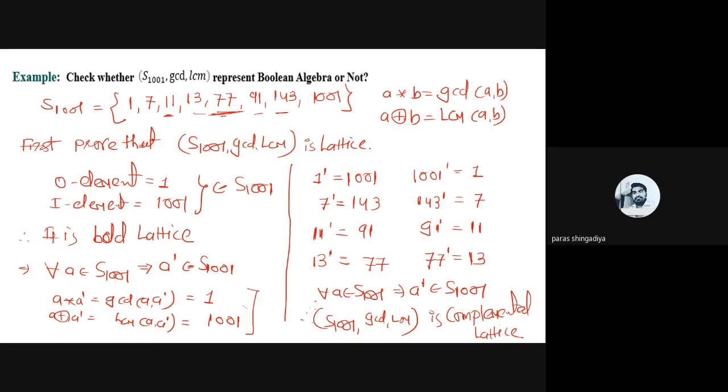Which numbers are the divisors of 1001? Okay. How we can check the zero and I element, how we can check the complement of each entry, and which numbers are the complement of each entry. Okay. So this is the proof of complemented lattices. ठीक है, ये यहाँ पे आपको ऐड करना है.